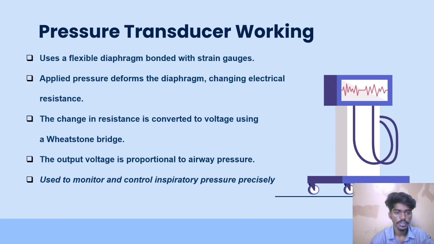Next, the pressure transducer uses a flexible diaphragm bonded with strain gauges. Applied pressure deforms the diaphragm, changing electrical resistance. The change in resistance is converted to voltage using a Wheatstone bridge.